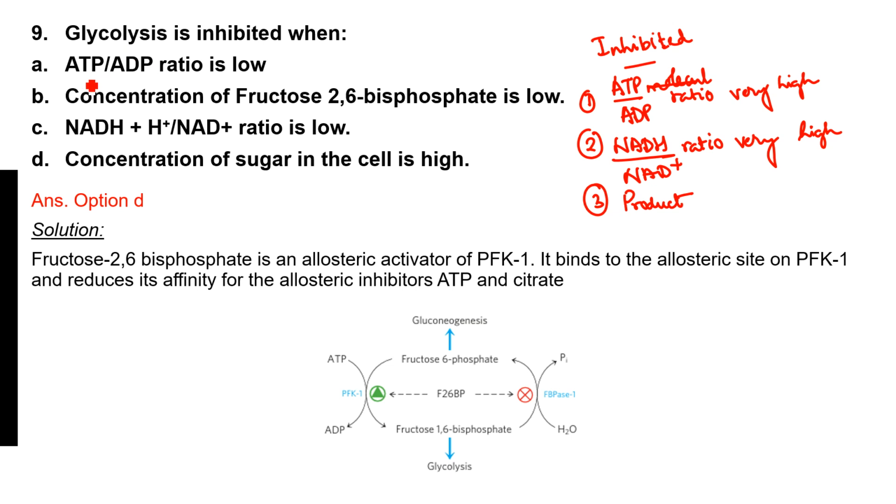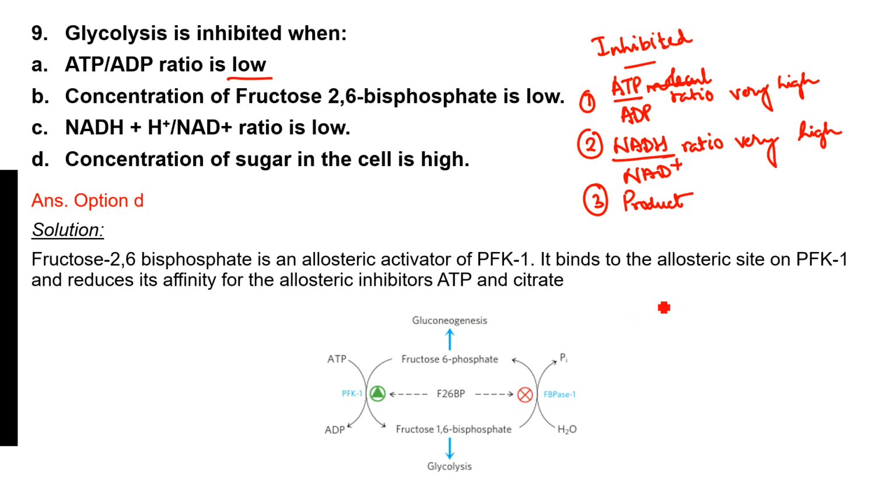So the first point, if you read the first statement, ATP by ADP ratio is low. If ATP by ADP ratio is low, then glycolysis will remain turned on, or the metabolic pathway will take place, right? Now, concentration of fructose 2,6 bisphosphate is low. Where did we learn about fructose 2,6 bisphosphate? Just now we had seen it in step number 3, right?